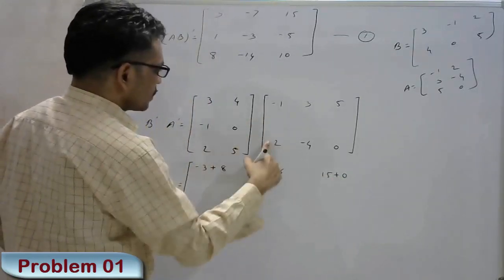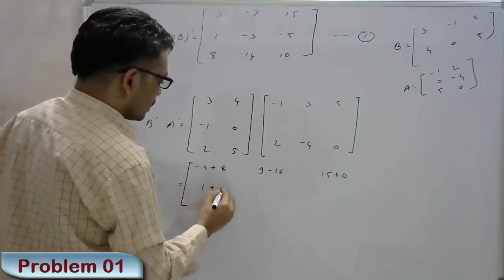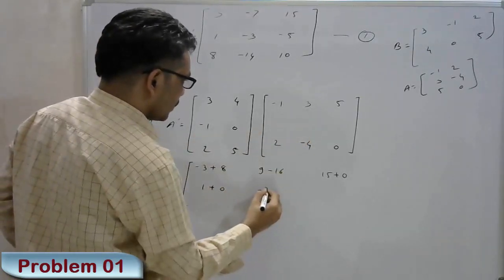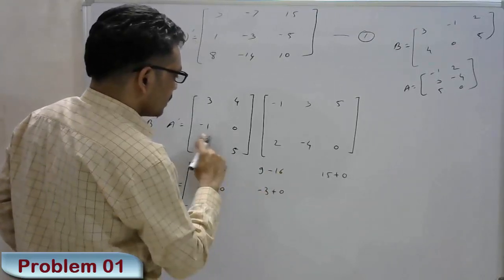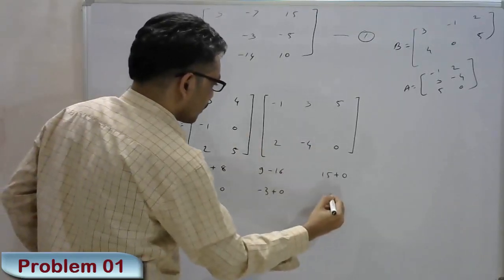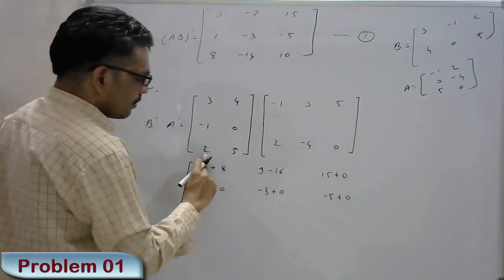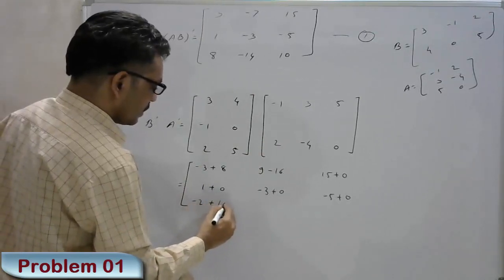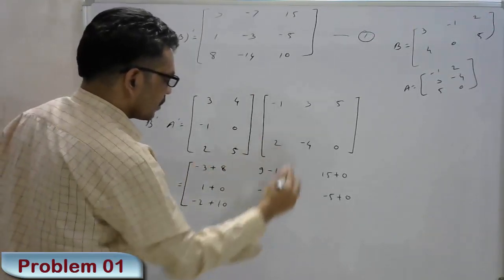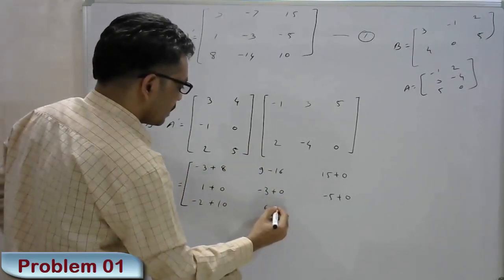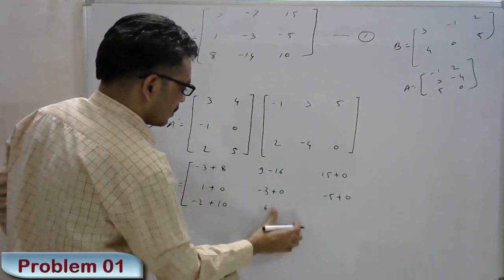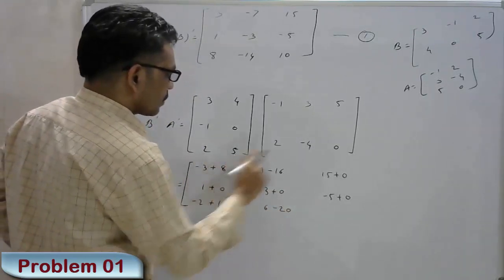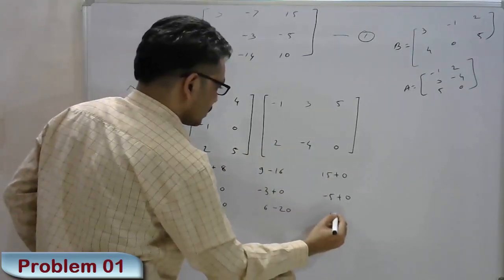Second row, first column: 1 plus 0. Second row, second column: minus 3 plus 0. Second row, third column: minus 5 plus 0. Third row, first column: minus 2 plus 10. Third row, second column: 6 minus 20. Third row, third column: 10 plus 0.